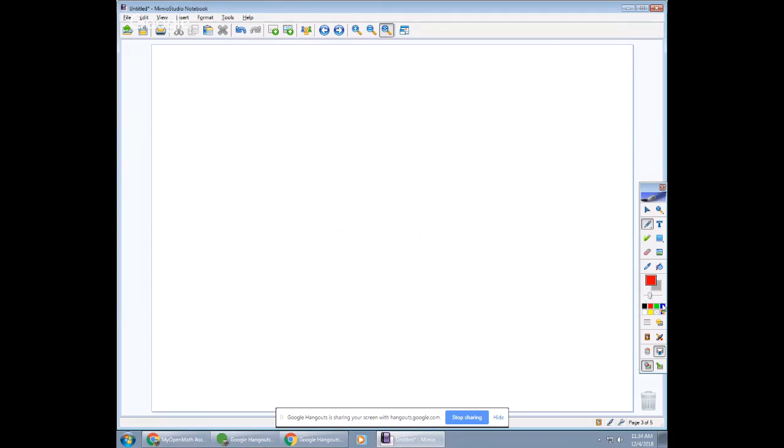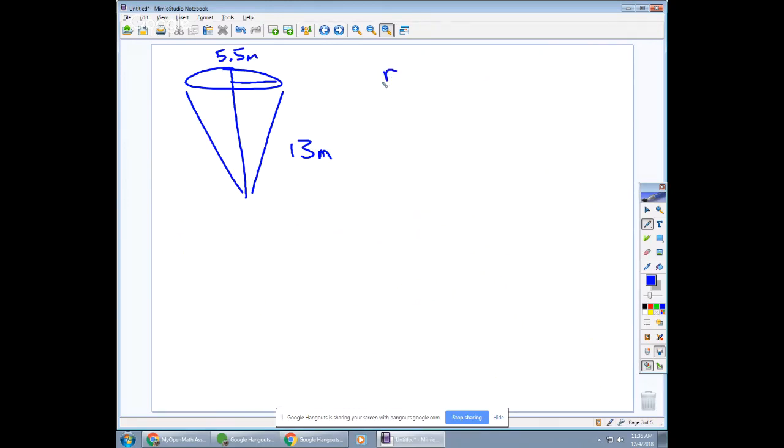So the cone is 13 meters by 5.5 meters. But I'm more interested in the height versus the radius. So let's see, and I'm trying to solve for R. So R over H would be, oh, it's not 2.25.